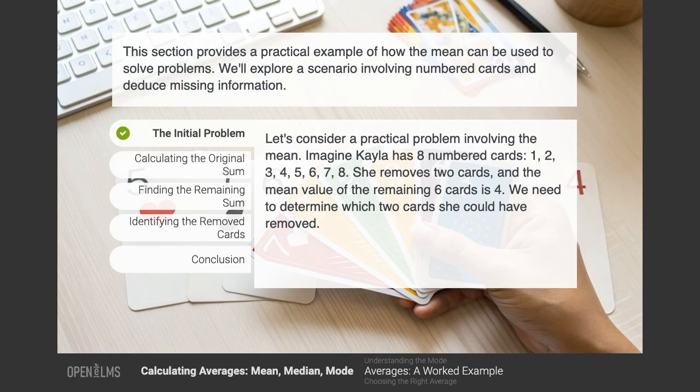Let's consider a practical problem involving the mean. Imagine Kayla has 8 numbered cards: 1, 2, 3, 4, 5, 6, 7, 8. She removes 2 cards, and the mean value of the remaining 6 cards is 4. We need to determine which 2 cards she could have removed.